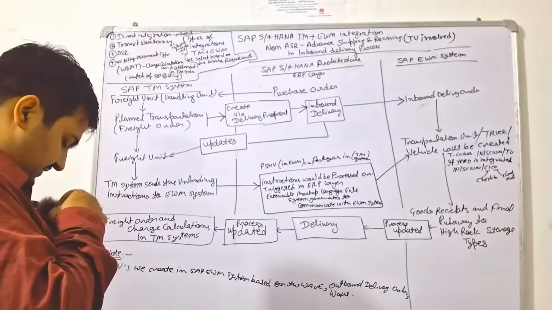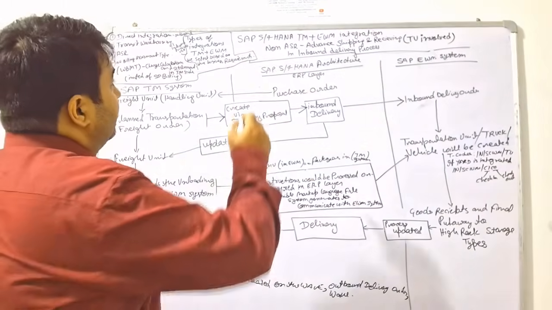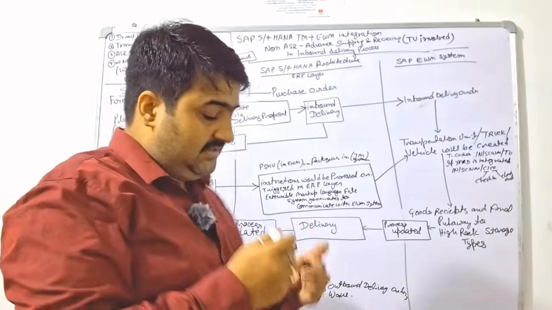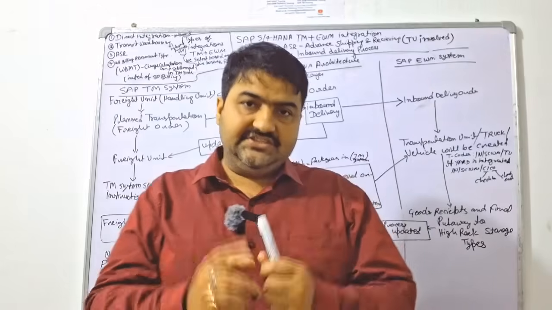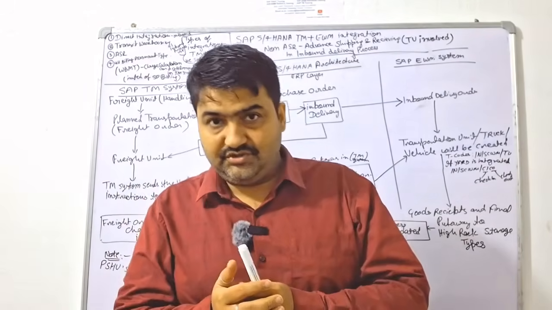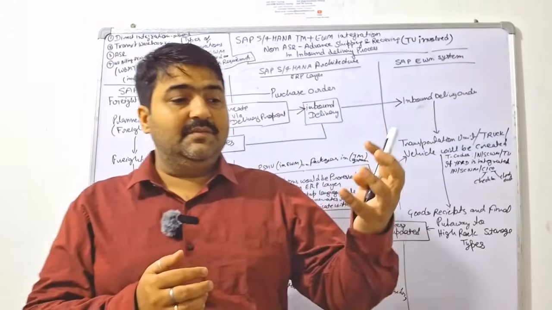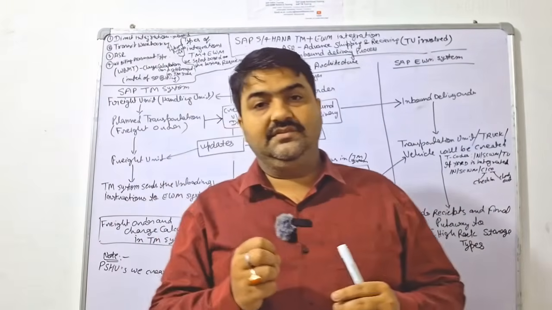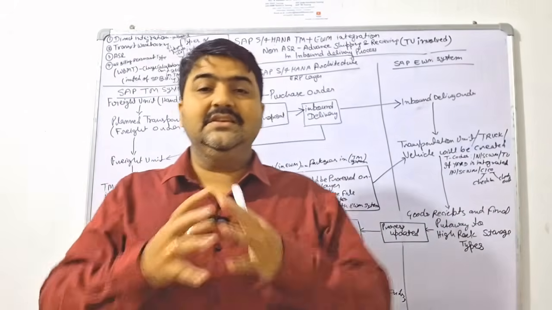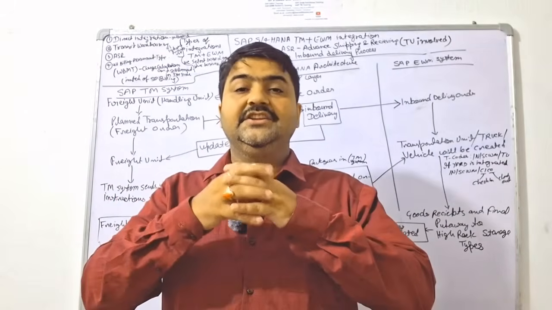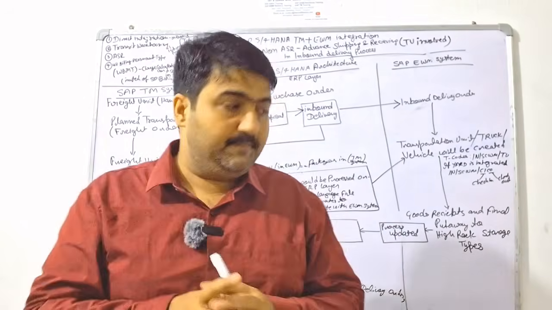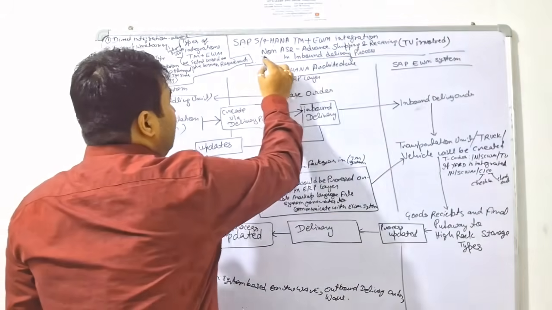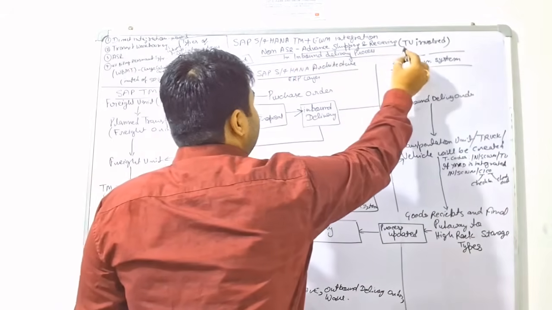So in this session, today we are going to see SAP S/4HANA TM plus EWM integration. TM EWM integration means both systems communicate with each other. They share the business processes. One system sends the instruction, another system receives the instruction and follows the instruction. Very simple. Integration means togetherness, integration means communication, okay. And I put here non-ASR, advanced shipping and receiving, TU integrated.